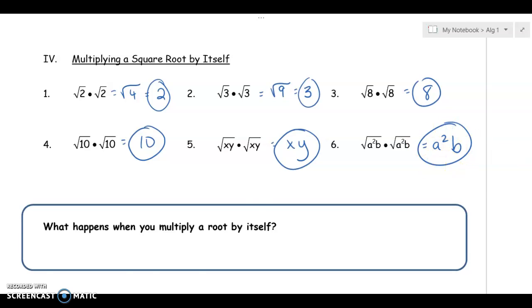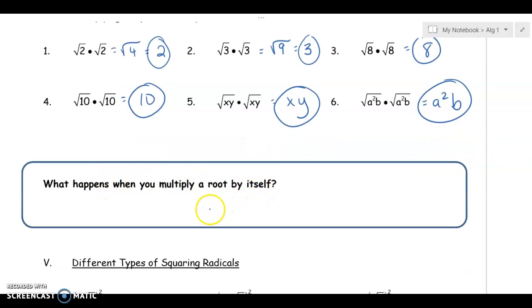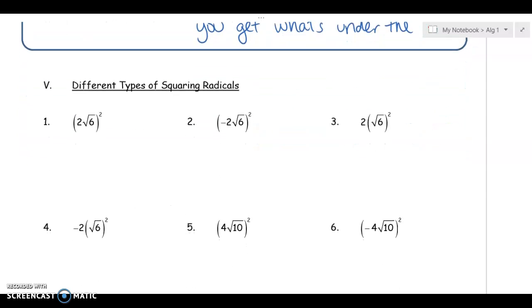All right, so what happens when you multiply a root by itself? You get what's under the radical, or under the root. You get what's under the radical. All right, so keep that in mind as we do these problems.